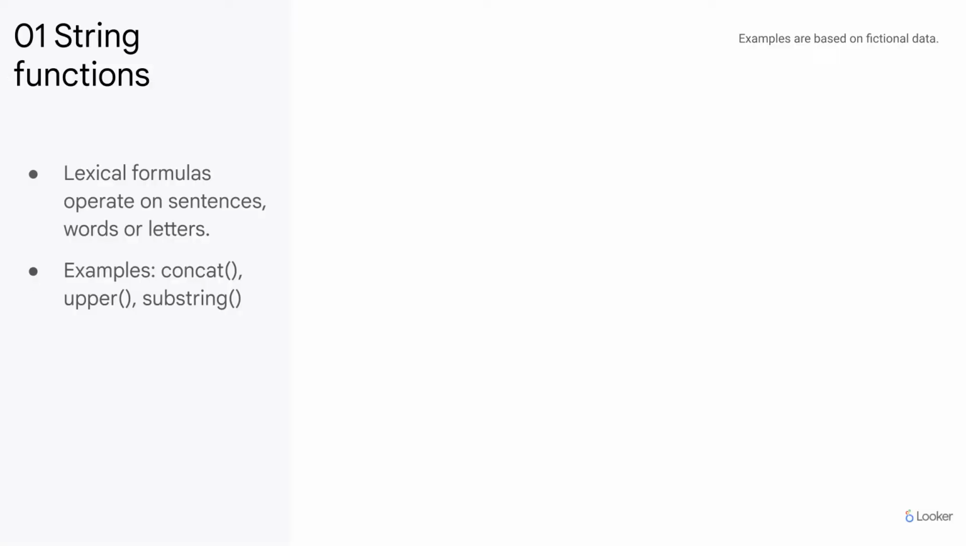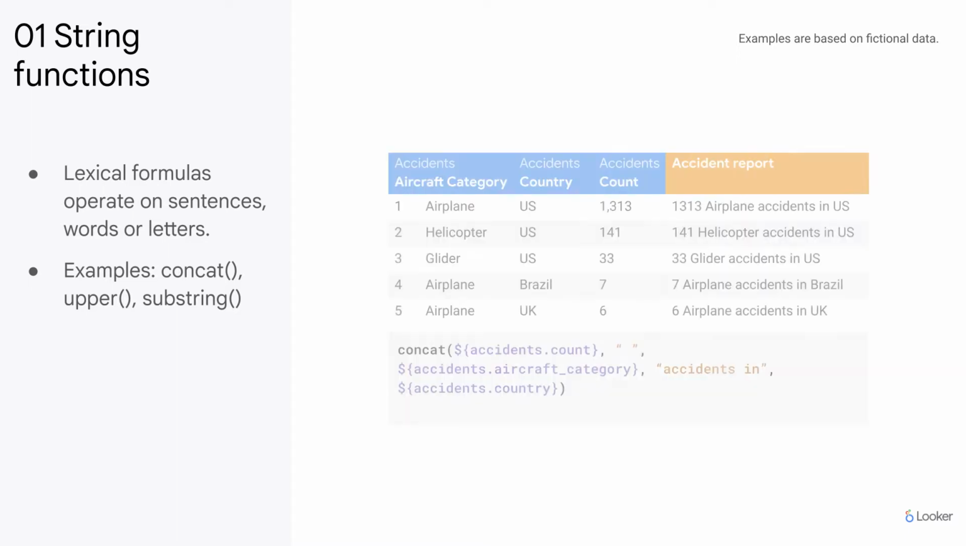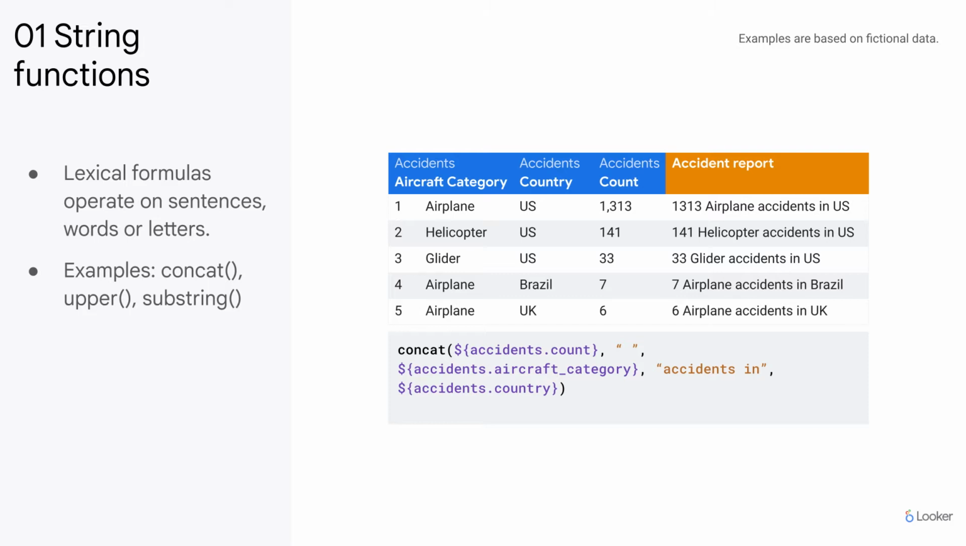String functions operate on query results that are text. For example, they can be used to capitalize letters and words, extract parts of a phrase, check to see if a word or letters is in a phrase, or replace elements of a word or phrase. In this example table, there are dimensions for aircraft category and country, and a count measure. For some people, this table may not be very easy to read or understand.